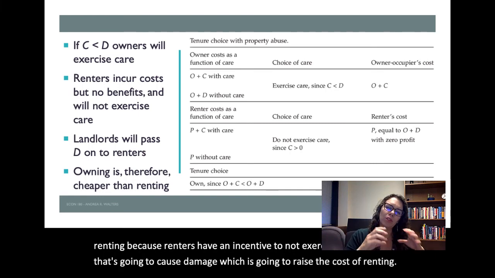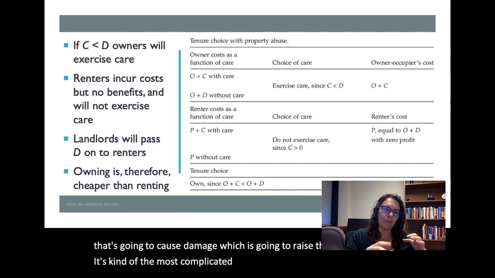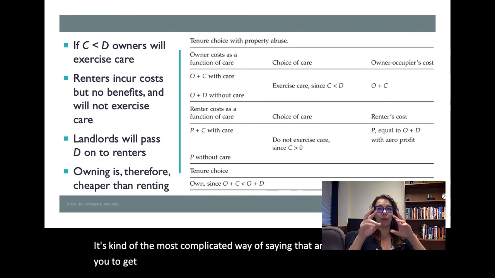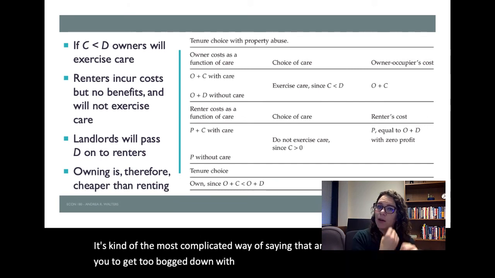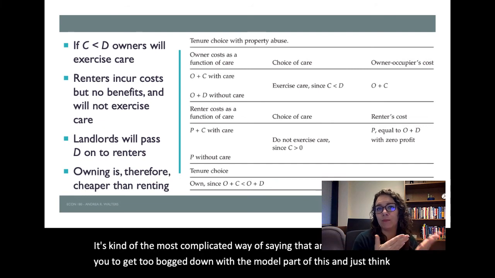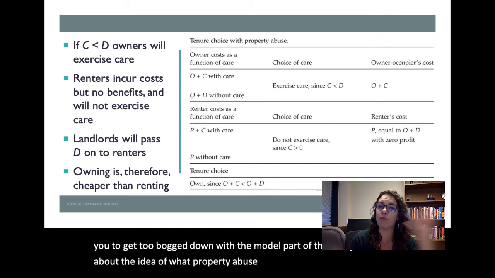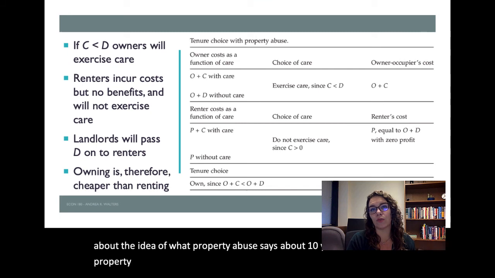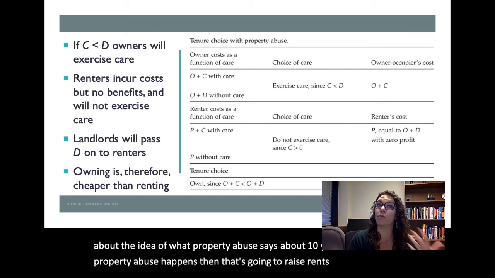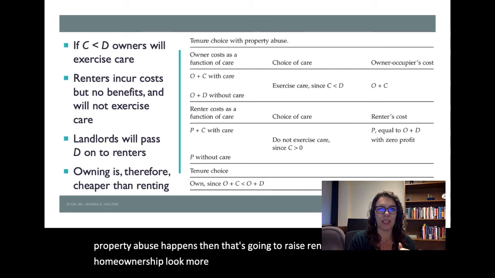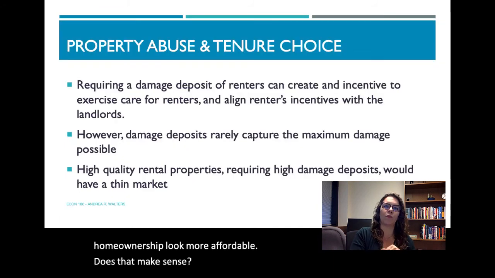It's kind of the most complicated way of saying that. And so I don't want you to get too bogged down with the model part of this and just think about the idea of what property abuse says about tenure choice. If property abuse happens, then that's going to raise rents and make home ownership look more affordable. Does that make sense? Hopefully.